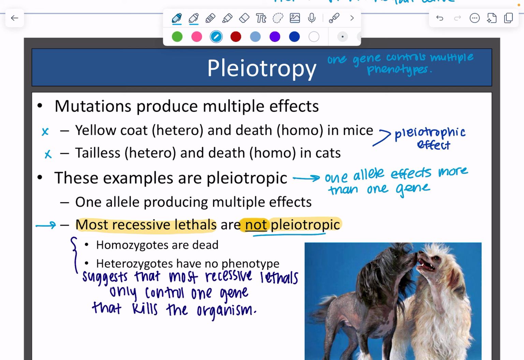affect phenotype. So if you had a non-pleiotropic lethal recessive, it would be homozygote and dead, and it would not look any different than the rest of the progeny. But yellow coat and tailless Manx cats are examples of pleiotropy and lethal recessive mutants. I hope that makes sense.